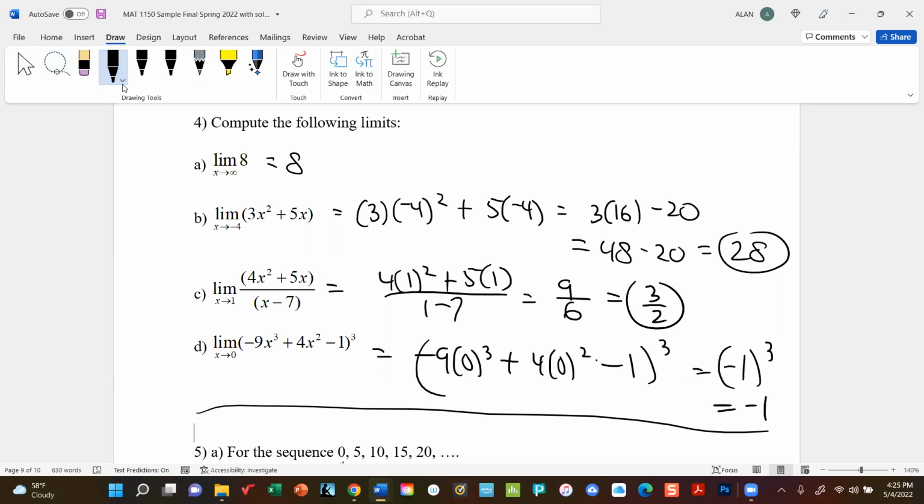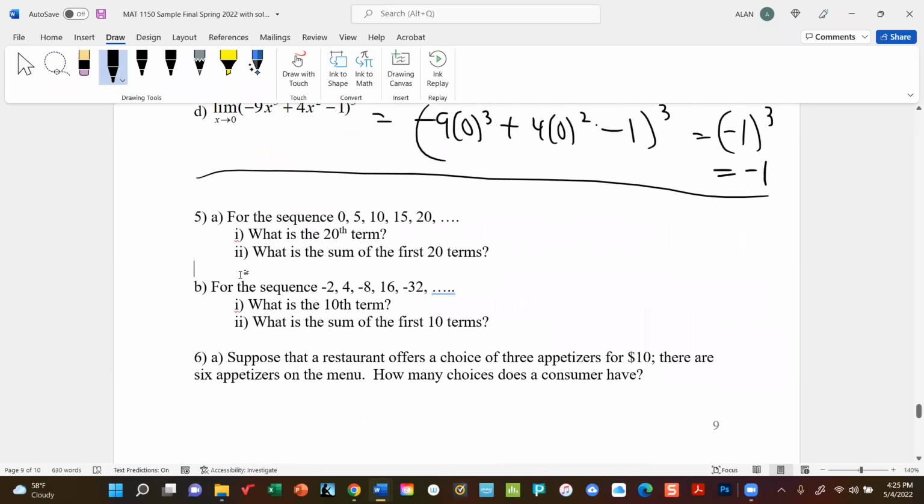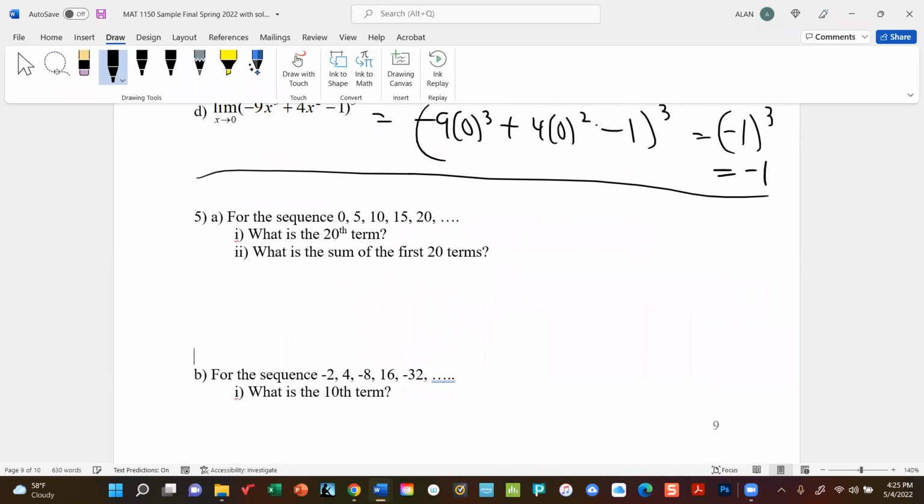All right. Now here's something we didn't do earlier. This was on the chapter 11 problem set, sequences. So how do these work again? Well, in the first case, we have an arithmetic sequence where, and how can you tell? Because we have a constant difference. So we know that the first term is 0 and the common difference is 5 because I keep adding 5 as I go to the next term.